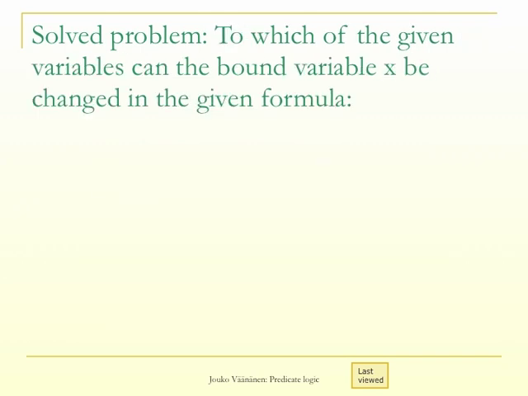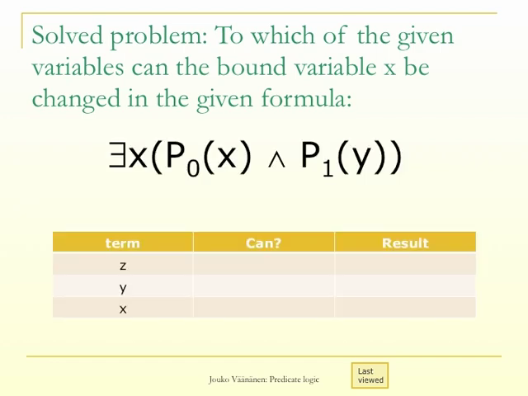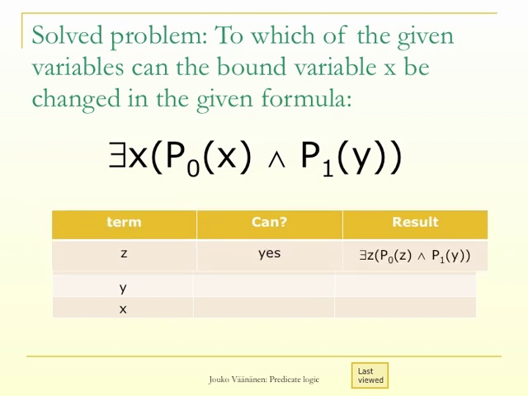Next problem. To which of the given variables can the bound variable x be changed in the given formula? The formula is there exists x, left parenthesis b0 x and b1 y. Can we change the bound variable x to z? Yes, there is no free occurrence of z, which would become a bound occurrence of z after the change. So the answer is yes. And the result is there exists z, left parenthesis b0 z and b1 y, right parenthesis.